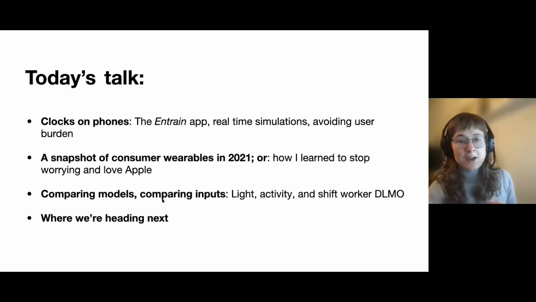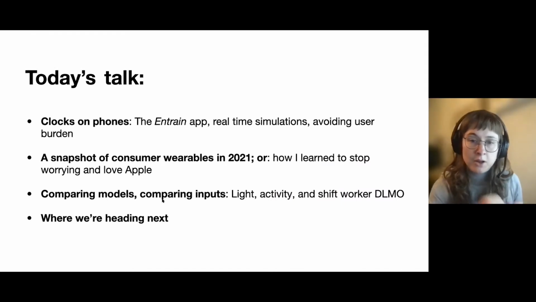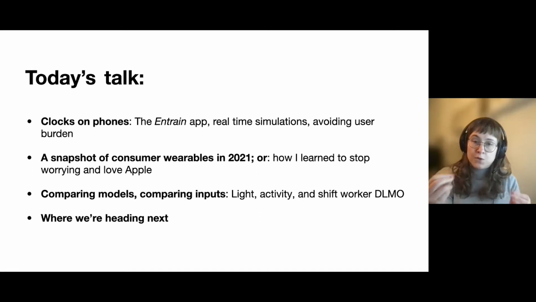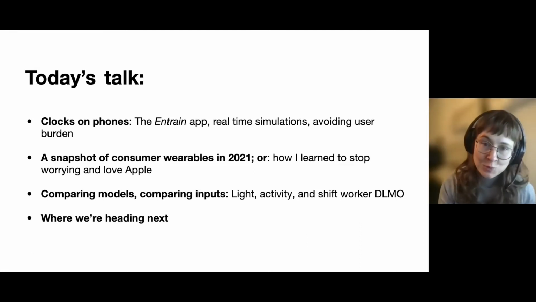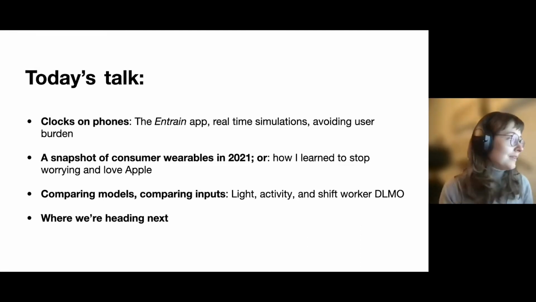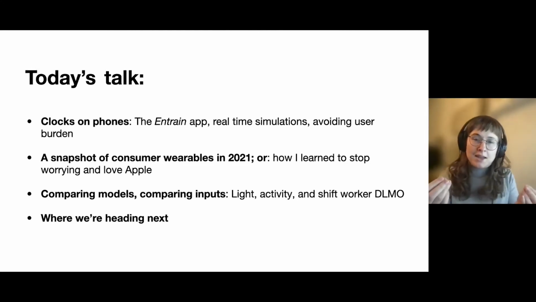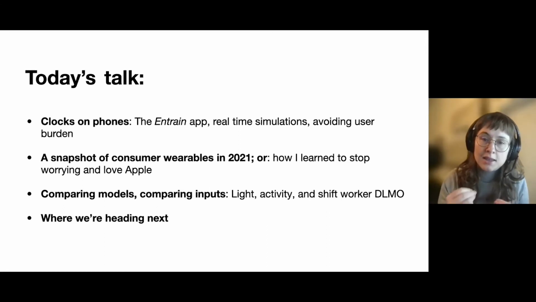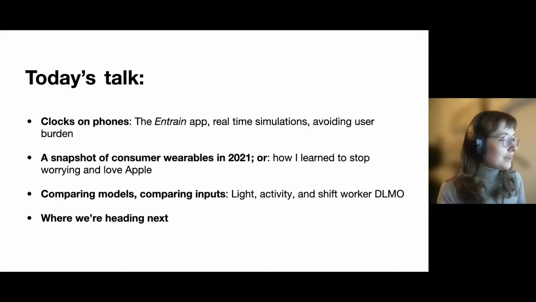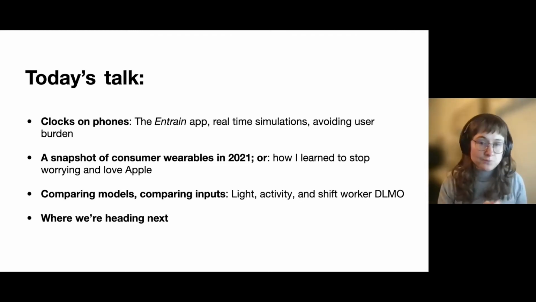All right, what am I going to talk about today? Well, I'm going to start out by talking about putting circadian models on phones. What happens when you try to do that? I'm going to do a brief snapshot of the state of consumer wearables in 2021. I'm going to talk about how you can make a proxy for light from non-light signals and what that looks like when you try and predict shift work or DILMA from that. And then very briefly at the end, talk about what I think is next for this space and for translating circadian models in the real world.